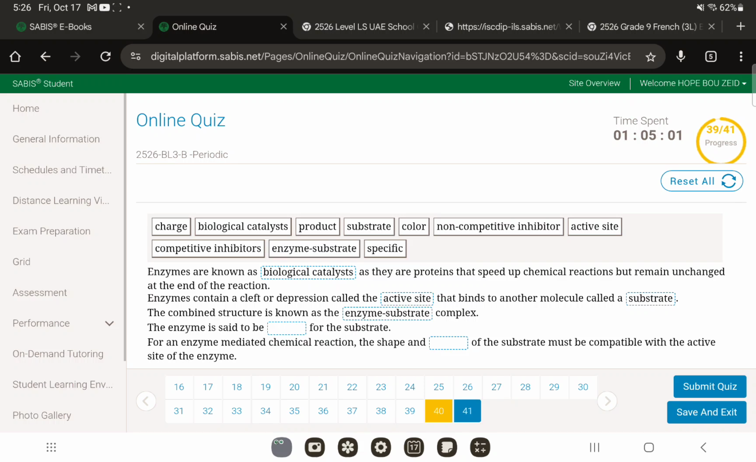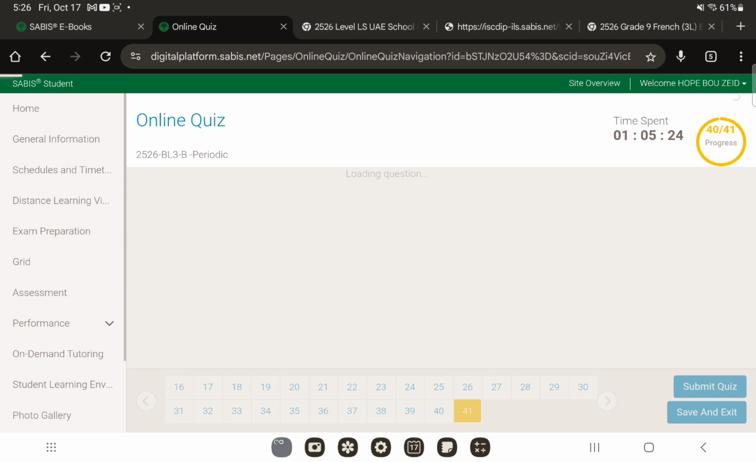The enzyme is said to be blank for the substrate. Said to be, where is it? Specific for the substrate. For an enzyme mediated chemical reaction, the shape and charge of the substrate must be compatible with the active site of the enzyme.